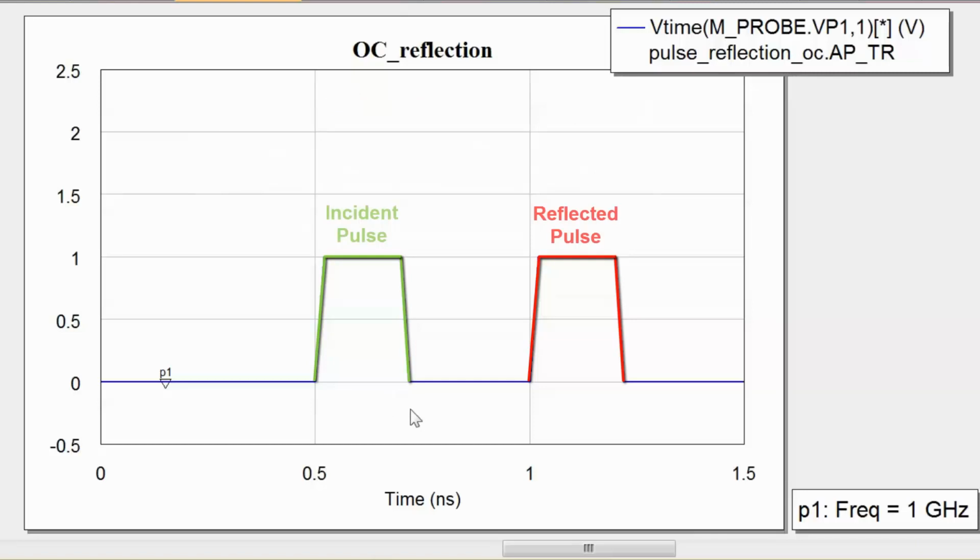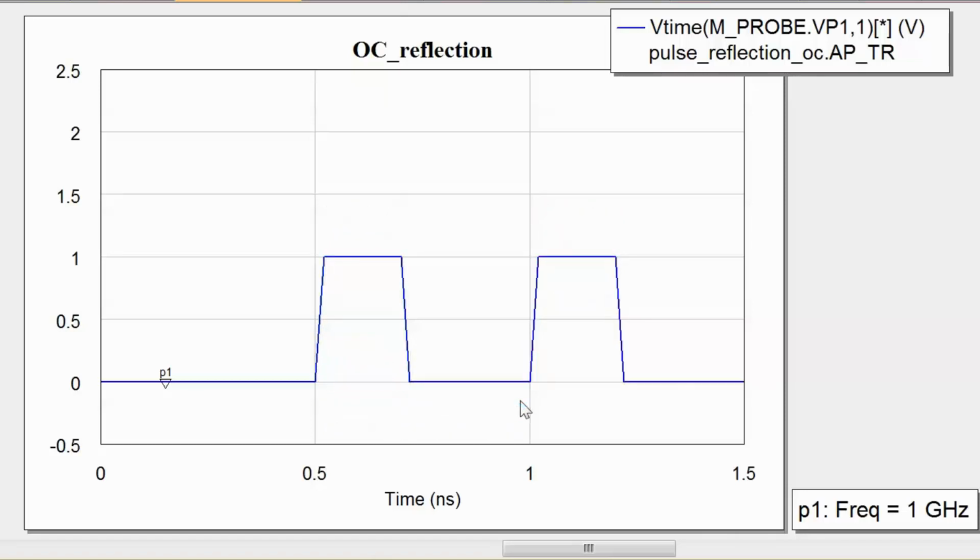So in this case, because of the length of the line, by the time the pulse has reached the end of the line and come back, the generator is no longer producing the pulse. Our pulse width here is 0.2 nanoseconds, and it is sent down the line, but then it takes a longer time to come back, which is about 0.5 nanoseconds, and hence by the time it comes back, the original pulse that was being produced is no longer there.